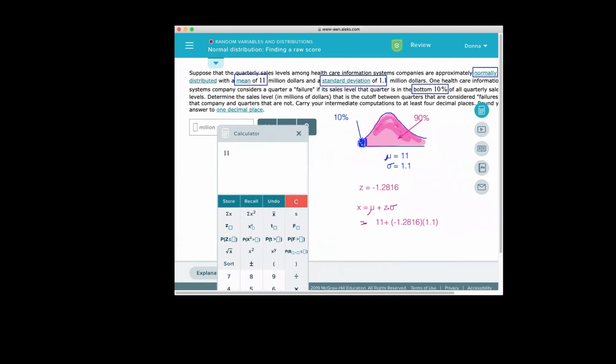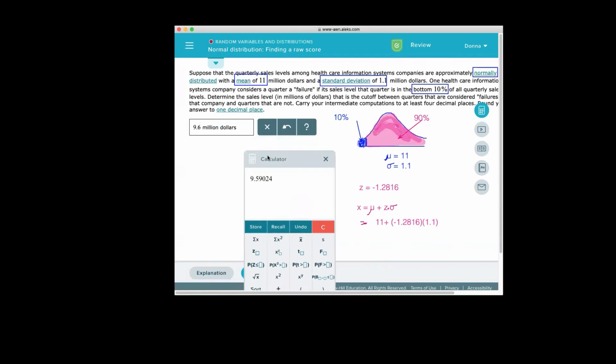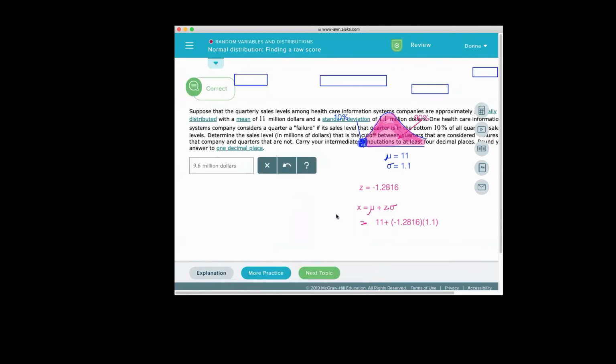So let's go ahead and use our ALEKS calculator to find that value. So we have 11 plus minus 1.2816 times 1.1. And we get 9.59024, and they say to round to one decimal place. So we go to the second decimal place, which is 9, which means we're going to increase the previous digit 5 by 1. So 9.6 million. And then we'll check our answer, and we've gotten it correct. So I hope this movie on normal distribution, finding a raw score, is helpful.